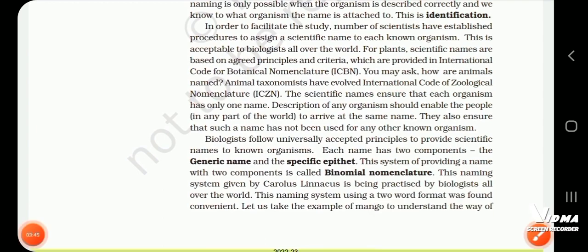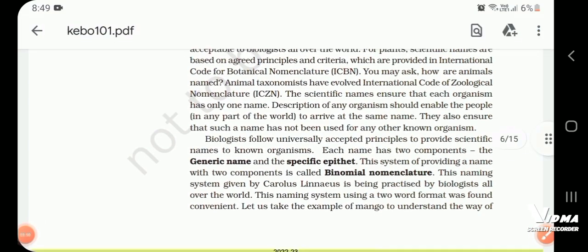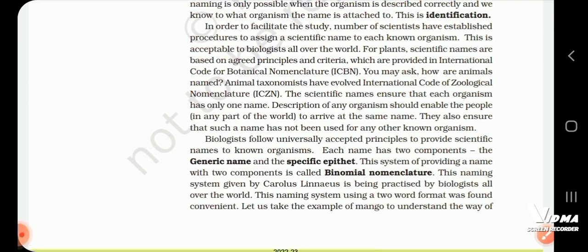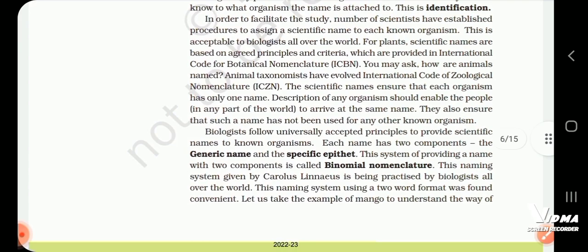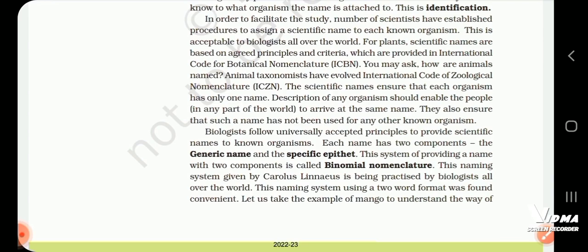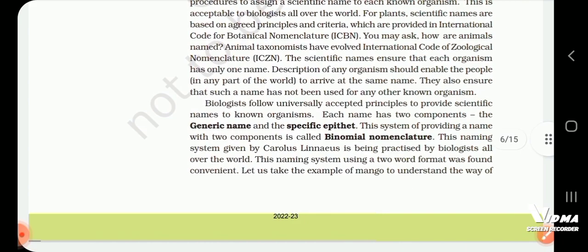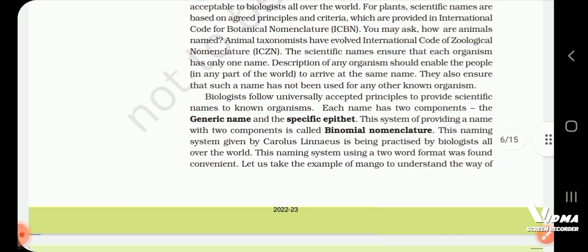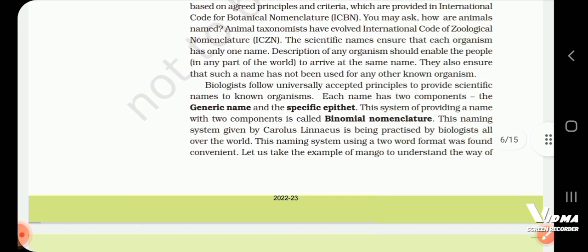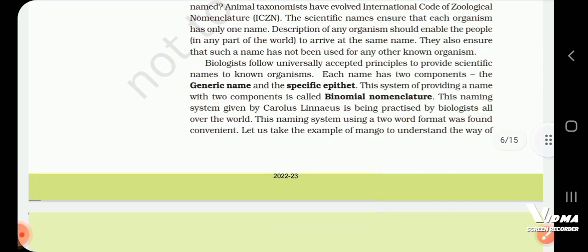The scientific names ensure that each organism has only one name. Description of any organism should enable people in any part of the world to arrive at the same name. They also ensure that such a name has not been used for any other known organism. Biologists follow universally accepted principles to provide scientific names to known organisms.